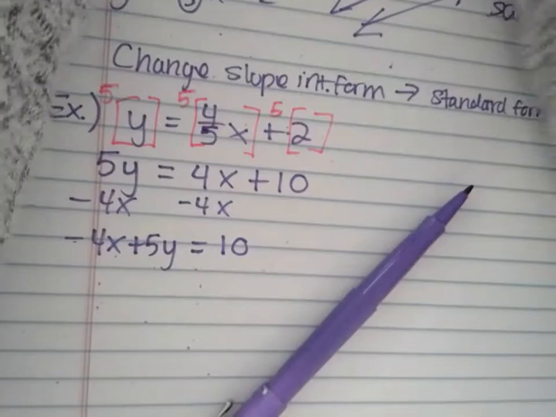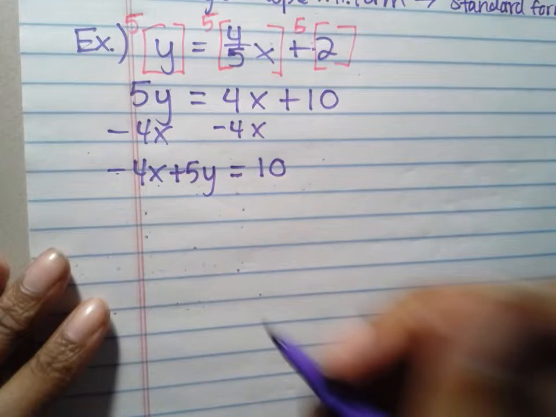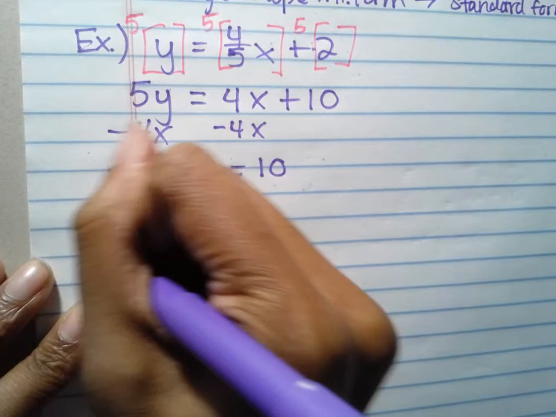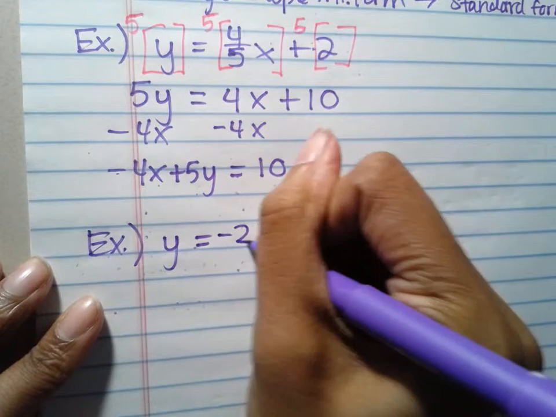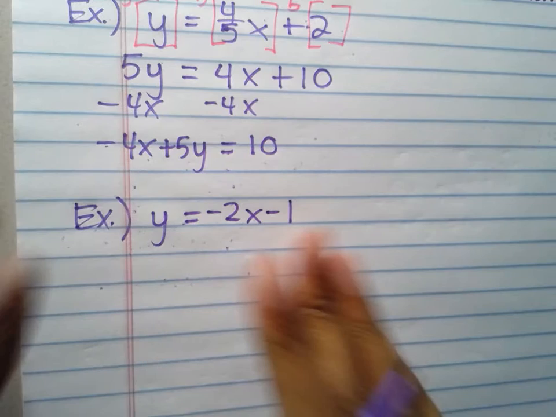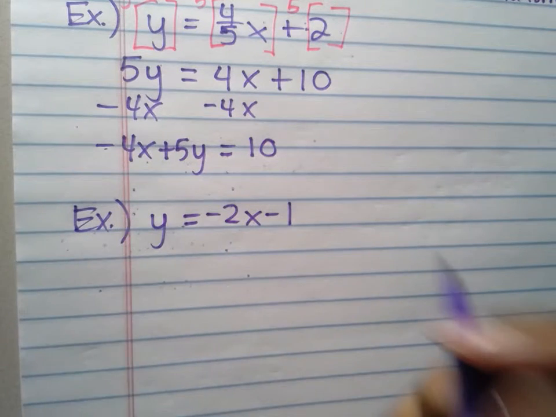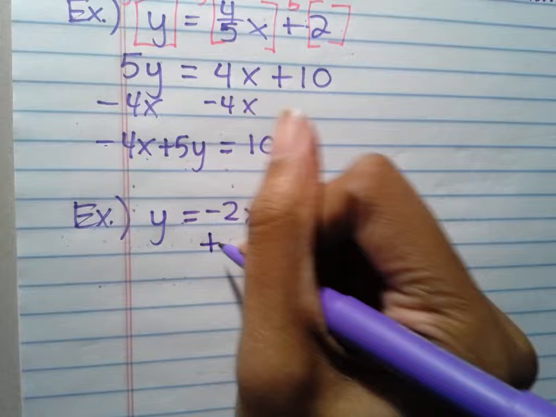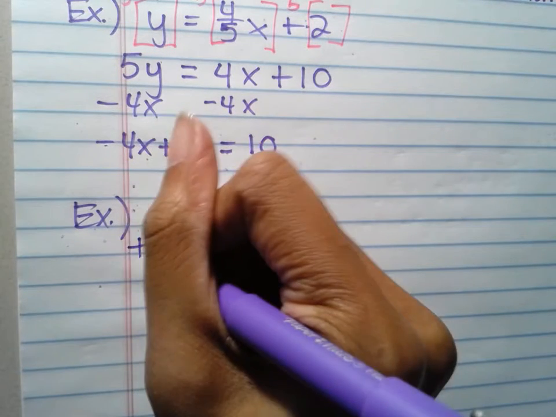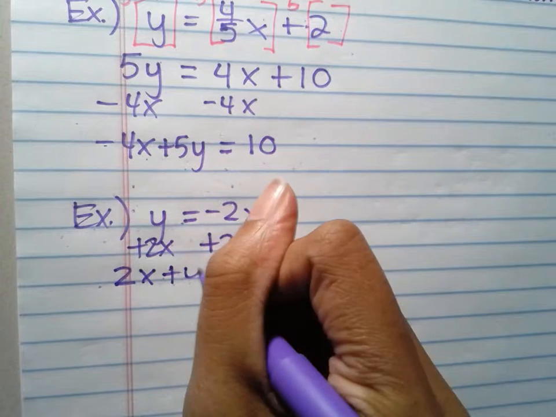All right, let's go over another example. If we have y equals negative 2x minus 1. This one's easier because there's no fraction, but y and x are not together, so all I have to do is the opposite of whatever this x is to get it to where the y is. So plus 2x on both sides. So my standard form is 2x plus y equals negative 1, and it's done.